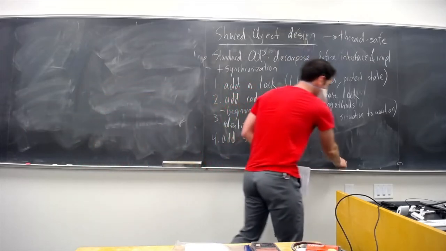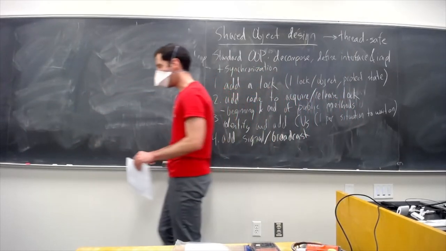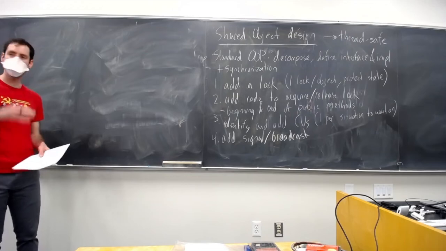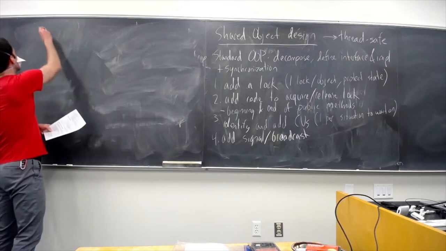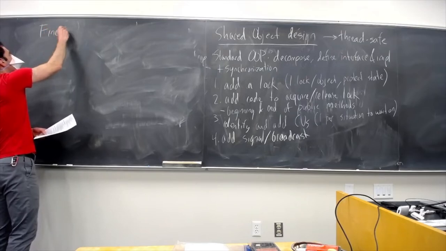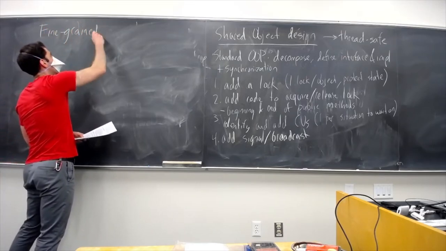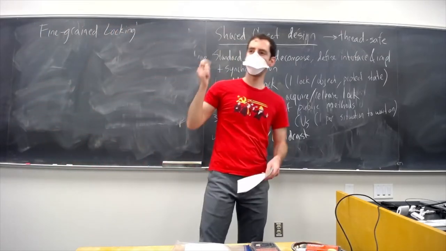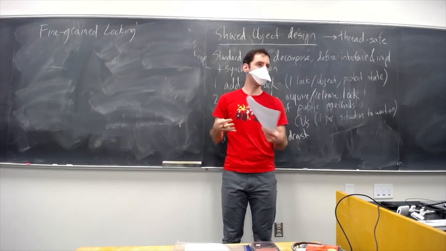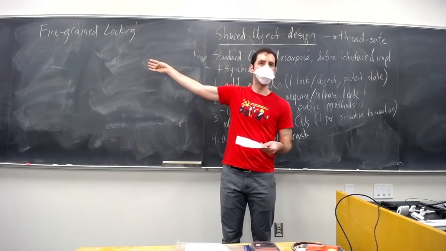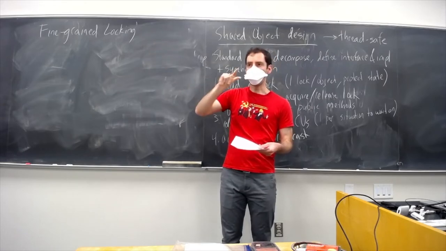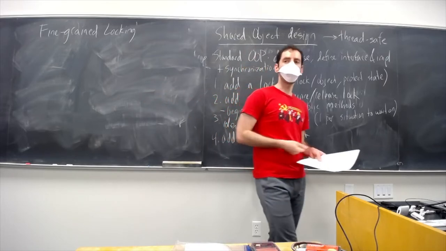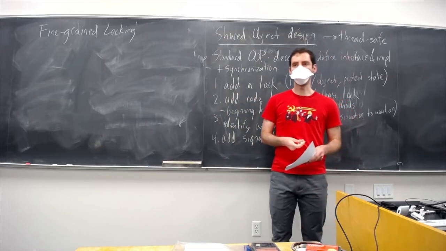I want to talk about four different strategies, all of which bear some kind of conceptual relationship between them. The first is fine-grained locking, which says, instead of having one lock that a bunch of threads are fighting over, maybe we could have many locks on smaller parts of our shared data and thus reduce how much contention, how much fighting there is for any particular lock.